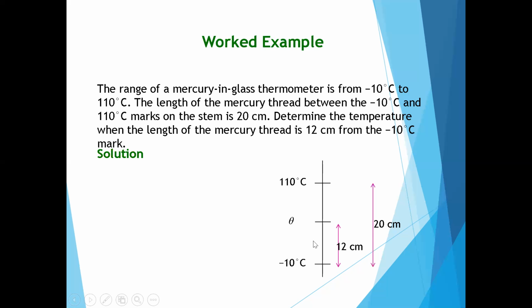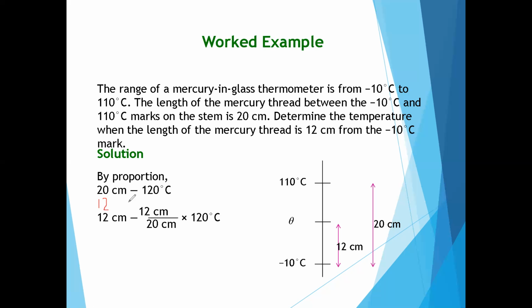This does not require any formula. This just requires proportion and cross multiplication. So 20 centimeters can cover 120 degrees Celsius. From negative 10 to 110, we discussed that 120 degrees Celsius are being covered. So for 12 centimeters, what value are you getting? That is 12 upon 20. That is the proportion. We are going to cross multiply. So 20 is to 120 degrees Celsius, and then 12 is to x degrees Celsius. When we cross multiply, we get this.